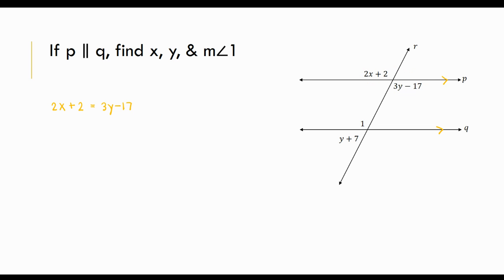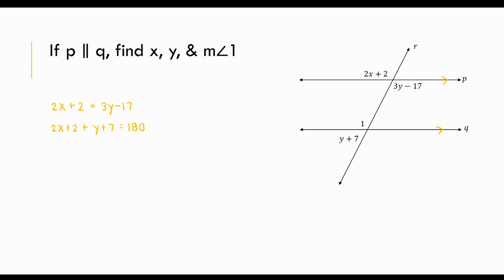All right, what's another relationship that I see? Well, I see that this angle of x plus y and this angle of 2x plus 2 are on the same side of the transversal. I see that they are both exterior angles. Well, when you have exterior angles on the same side, that makes them supplementary. Supplementary means that they add up to 180. So there's my second equation: 2x plus 2 plus y plus 7 equals 180.